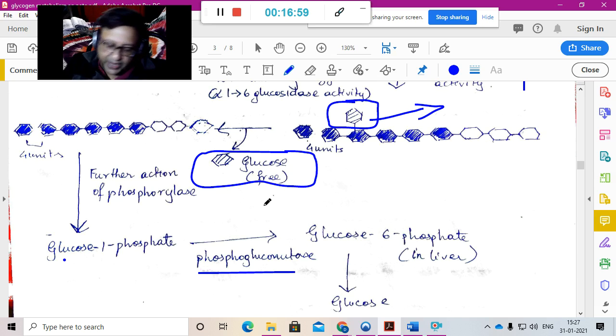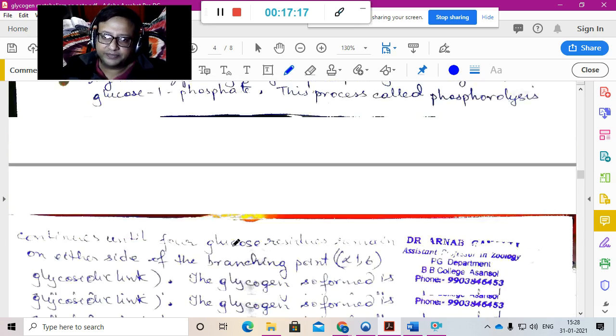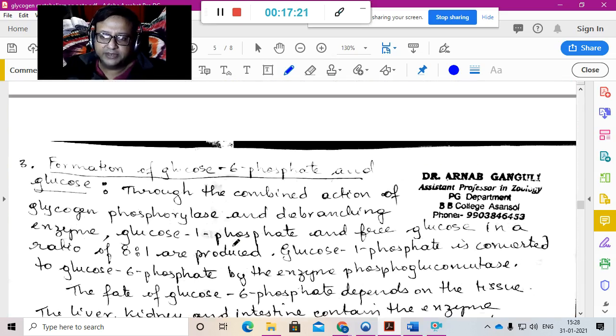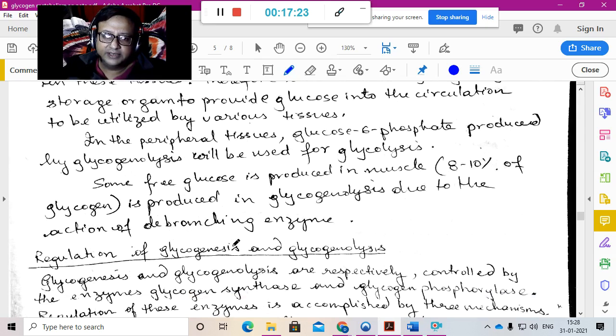So when is glycogenolysis promoted? When the body requires a lot of glucose. When you are running, or when you are in desperate need of energy or glucose, then glycogen is broken down. So this is how it is also regulated. These are the enzymes, and these are all the steps.